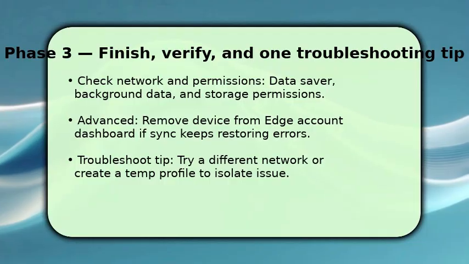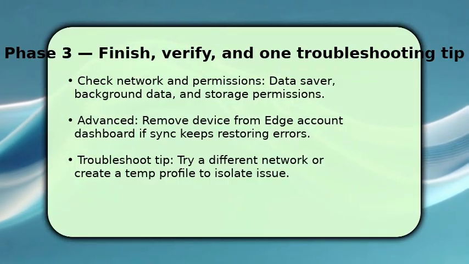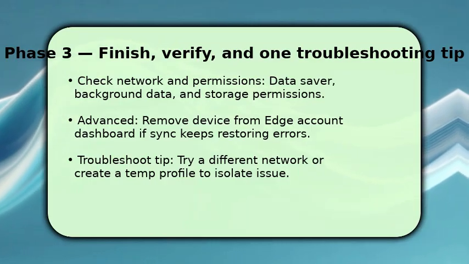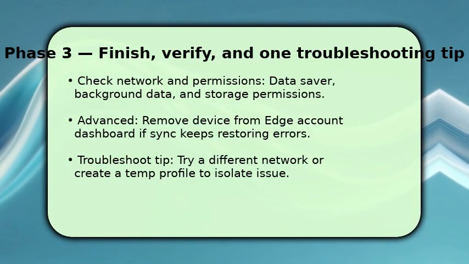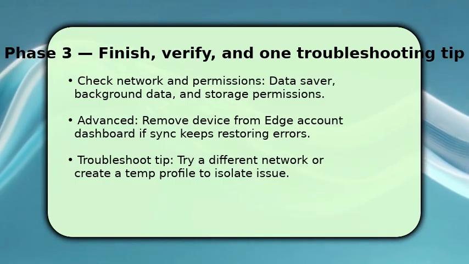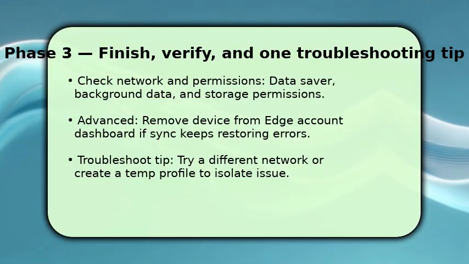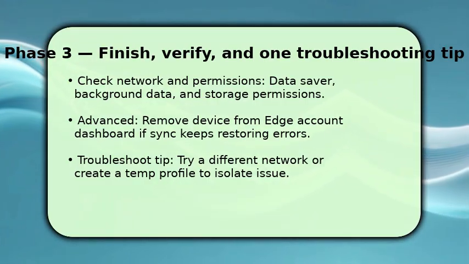Finish by verifying permissions and network settings. Ensure background data and storage access are allowed, and turn off Data Saver during sync so content can restore fully. If sync keeps reintroducing errors, remove the device from your Edge account via account settings on another device or web, then sign in again. This forces a fresh sync.